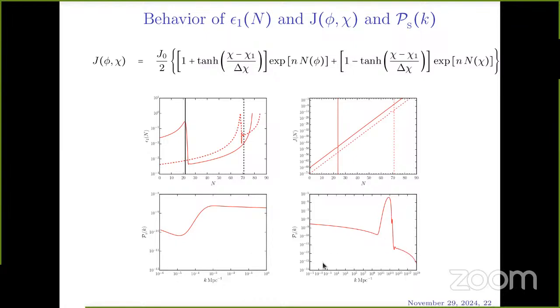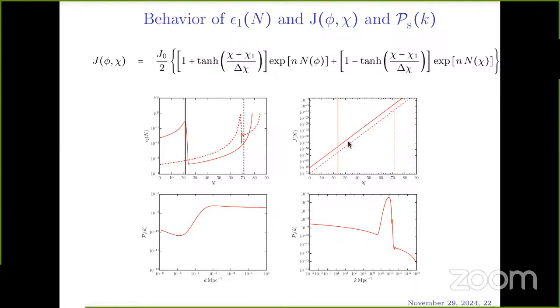So these are comparable to the features we saw in the single field model case. These two field models that we have worked with also generate similar features in the scalar power spectrum. And when we use the solution of both the fields to construct the coupling function, we can recover the original behavior of the coupling function that we saw in the slow roll model case.